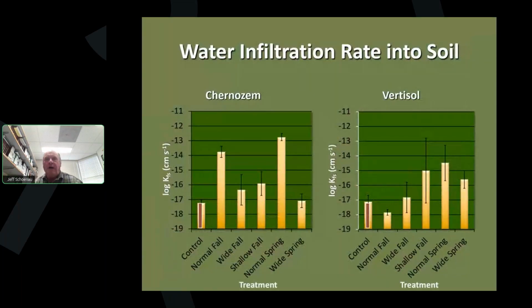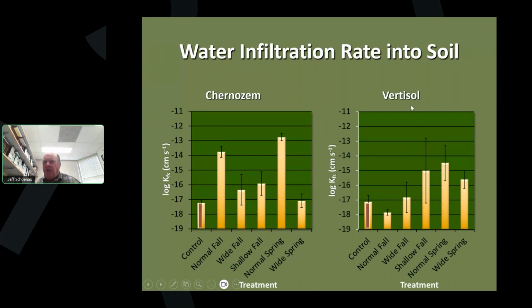And what we found for water infiltration rate into the soil, and I'll take you through this on the Chernozem first. We've got over here our control without any subsoiling. And we can see here how the normal configuration applied in the fall and the normal configuration applied in the spring significantly increased the rate of water infiltration into the soil. No surprises there, consistent with the reduction in bulk density and the increase in porosity. Our other setups, a wide row spacing or a shallow application depth, didn't work as well. Very evident on the Chernozem.